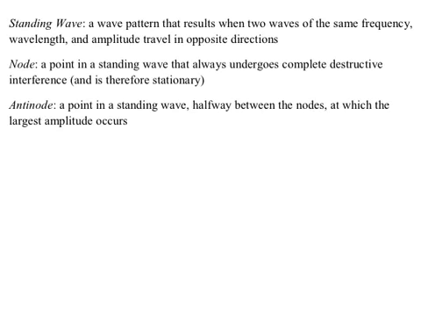So a standing wave is a wave pattern that results when two waves of the same frequency, wavelength, and amplitude travel in opposite directions. There was a point in time when Nicole and I were both oscillating the ends of our springs with the same exact motion. That's what caused that stationary point to exist in the middle, and that's what caused the wave to look like it was the same wave just fluctuating up and down.